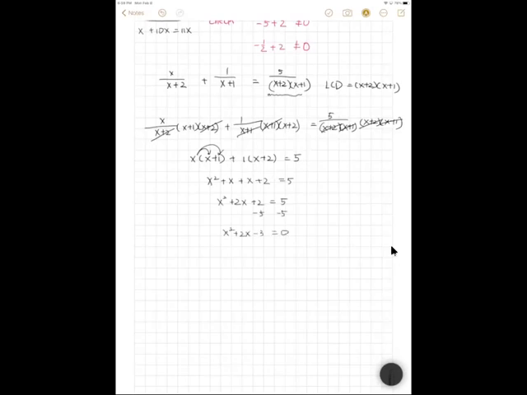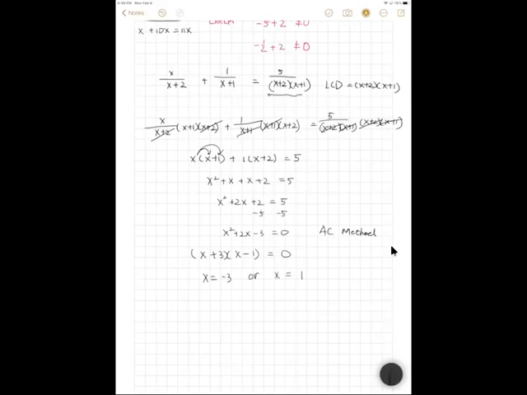And then what? We want to factor it. So I have (x plus 3) times (x minus 1) equals 0. Use the AC method. Okay, so x equals -3 or x equals 1.